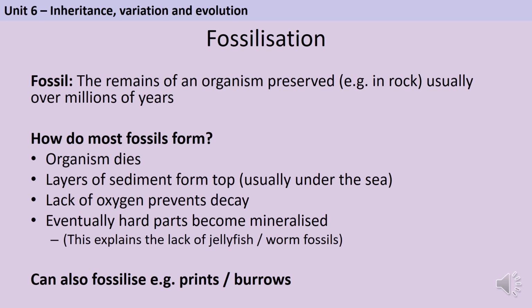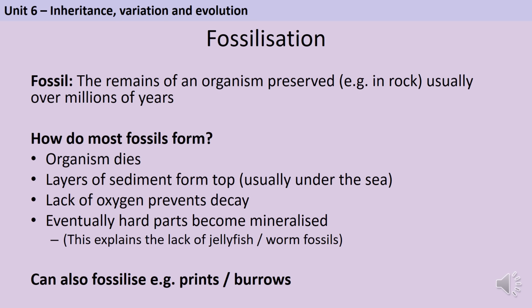Most of the fossils that we have are the rocky type, and they form when an organism dies and then layers of sediment, so sand and mud, have formed on top of the remains. And that's usually going to happen under the sea. Because oxygen isn't able to get in, bacteria aren't able to decay things. So over a very long time, the hard parts, like the bones or the teeth, can become mineralised. So minerals take the places of the bones, and basically we end up with a rock that has the shape of a bone or something in it.